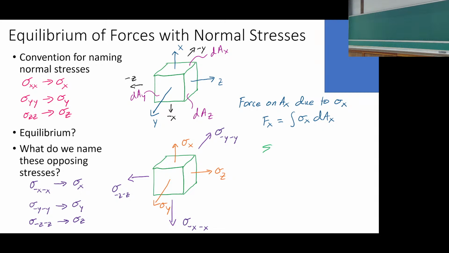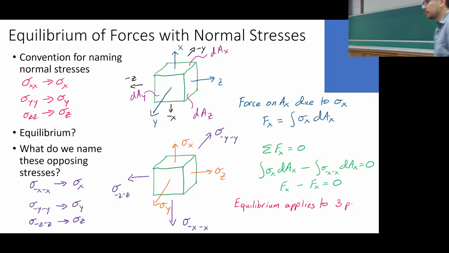okay? And we can say that the summation of forces for equilibrium to be true has to be equal to 0. So if I've got this integration of sigma x dAx minus this integration of sigma minus x dAx equals 0, these have to be equal to 0, okay? And we can, of course, do this on all 6 faces.